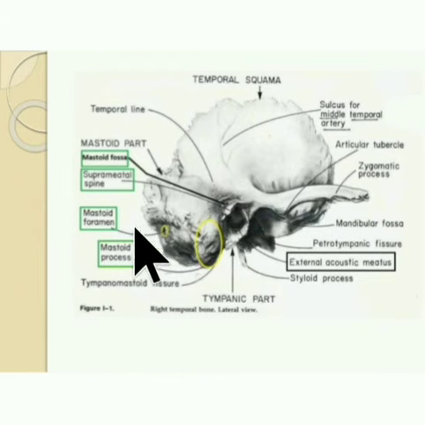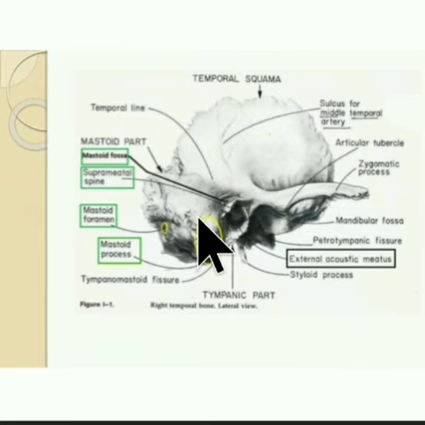Here it consists of minute foramina which are called the mastoid foramina, and these mastoid foramina transmit the mastoid branch of the occipital artery and the mastoid emissary vein to the sigmoid sinus. And we have a tiny lateral projection, which is called the suprameatal spine.